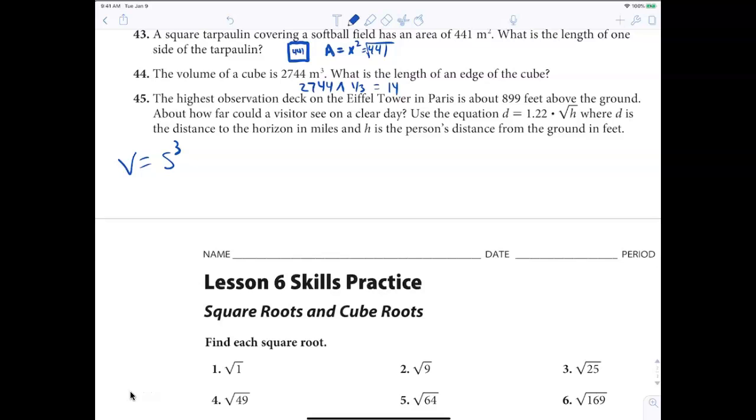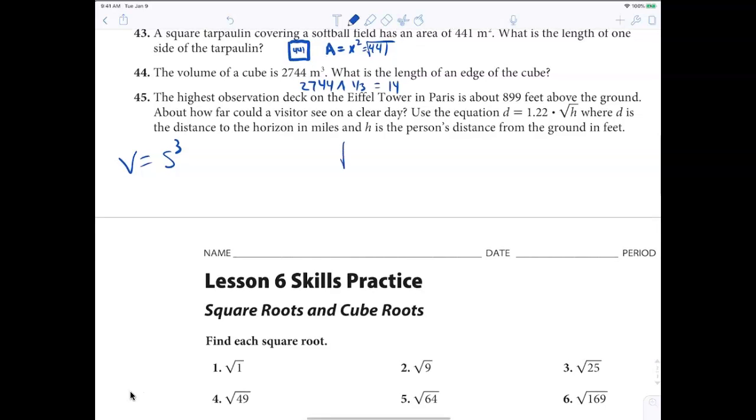All right. So now the distance that you can see is 1.22 times the square root of our height, which is what? 36.5. No, 899. Oh. All right. Yeah, that's what I'm saying, you guys. Get with me. All right. So how far can you see? 36.57. 36 point what? 57. Not feet, but what? Miles. Thank you.